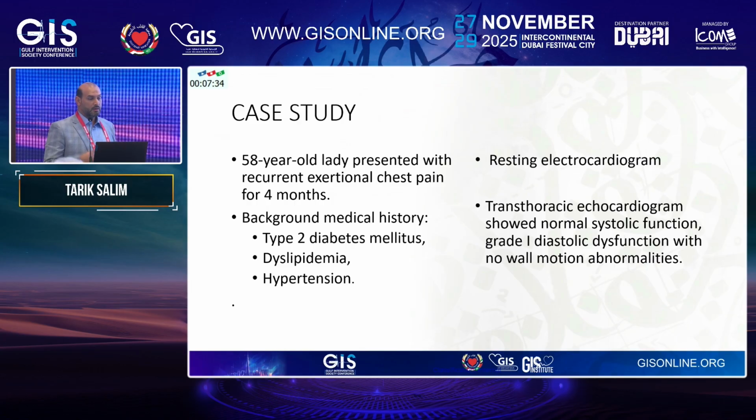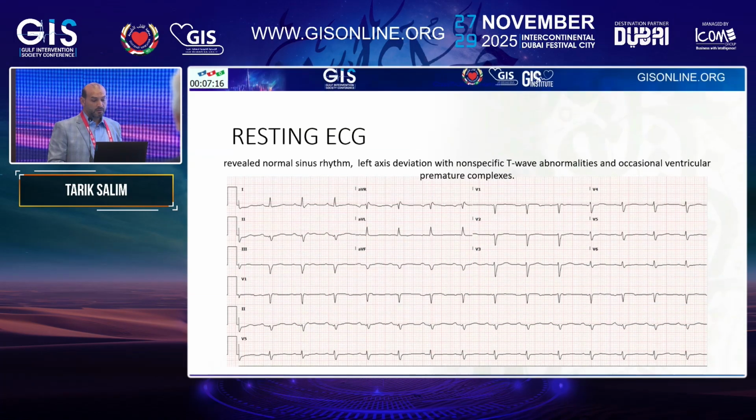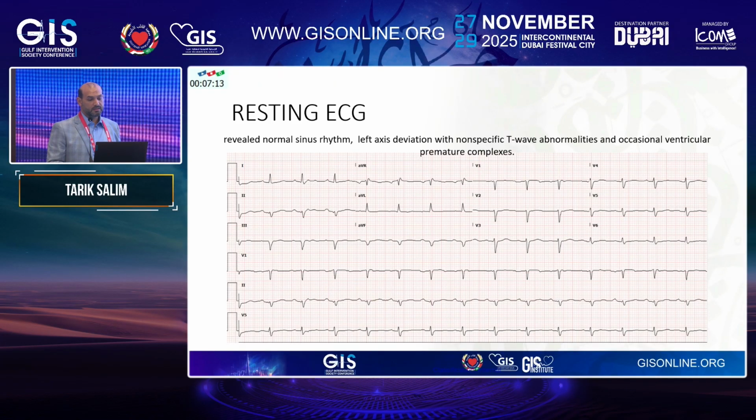She was actually referred from a nearby hospital. She has a background history of diabetes, all the cardiac risk factors, dyslipidemia, and hypertension. She had a resting ECG, which I will show in the next slide, and her echocardiogram showed grade 1 diastolic dysfunction with preserved LV systolic function. Ejection fraction was more than 55%. So this is her ECG, normal sinus rhythm with left axis and T wave abnormalities.